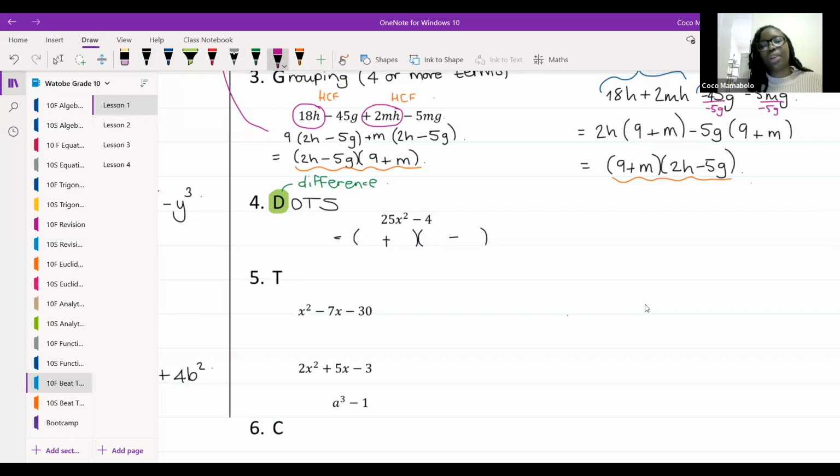And then what we're going to do, guys, is we're going to take the square root of that first number and the square root of that second part. Okay. Square root of 25x squared is going to give me 5x. That's it. 5x and 5x. And the square root of 4 is going to give me 2. So I'm going to put a 2 here and a 2 there. All right.